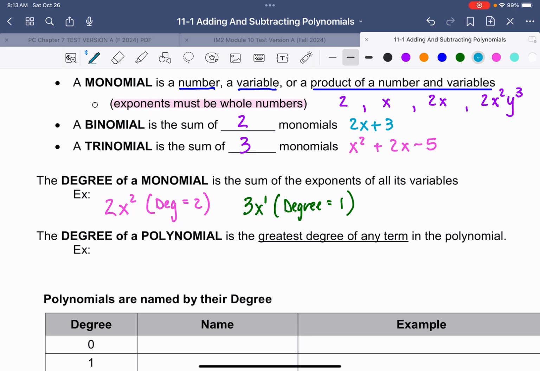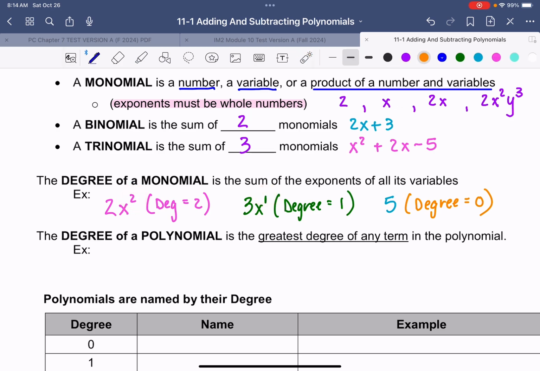Okay. If I just have a number, say 5, notice we don't have any variable. You can kind of think of that as x to the 0 power. There is no exponent. This degree is 0. Okay. So these are all examples of finding the degree of a monomial. Notice 2, 1, 0.